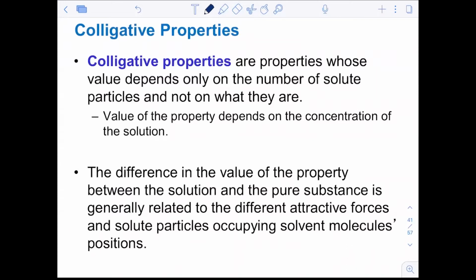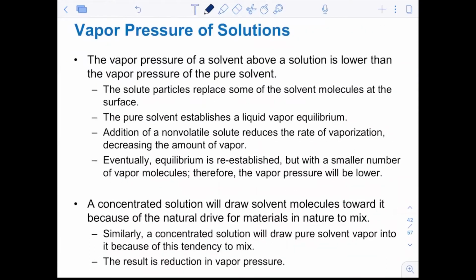And it's all, again, based off of the intermolecular forces. What intermolecular forces did we bring about? And what does that mean for the interactions between the solute and the solvent? Vapor pressure of solutions is what we're going to talk about first.